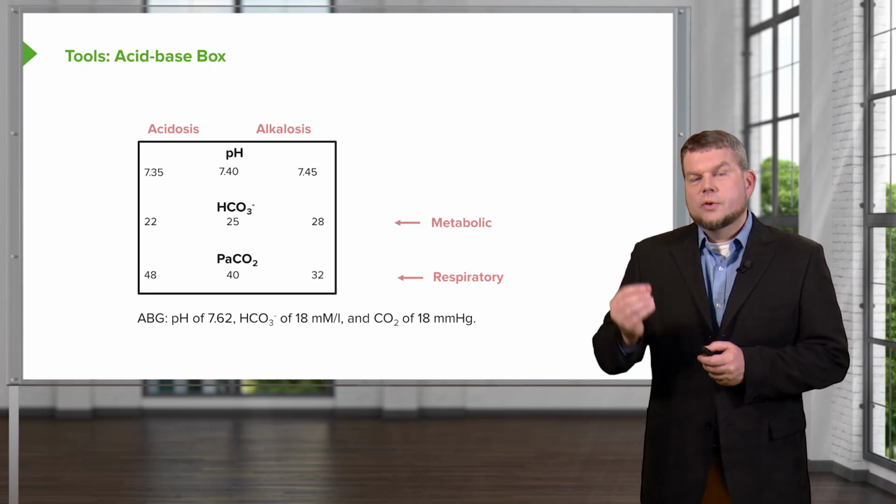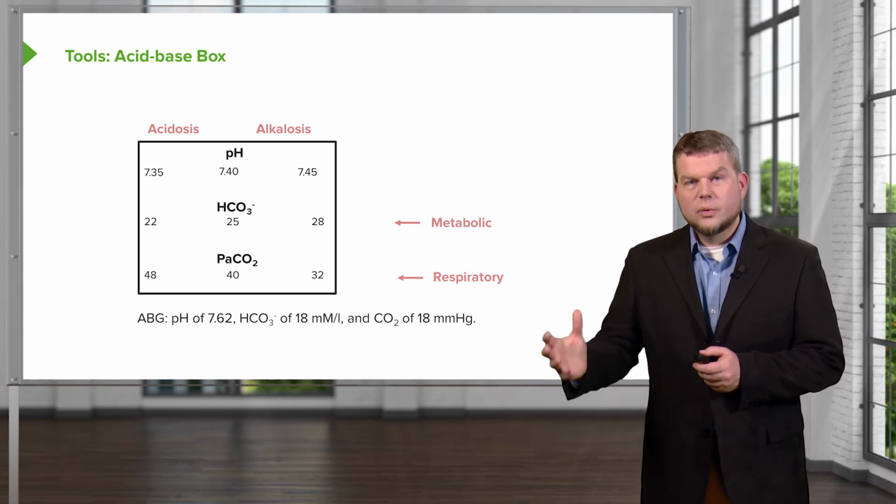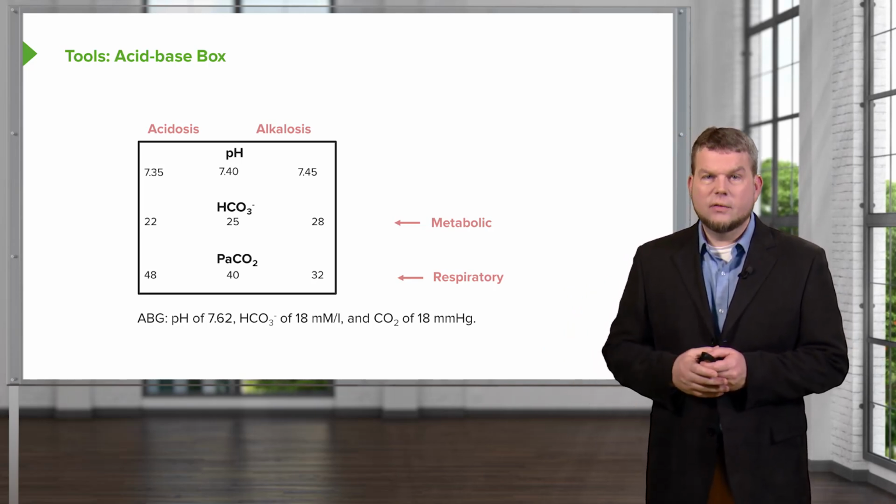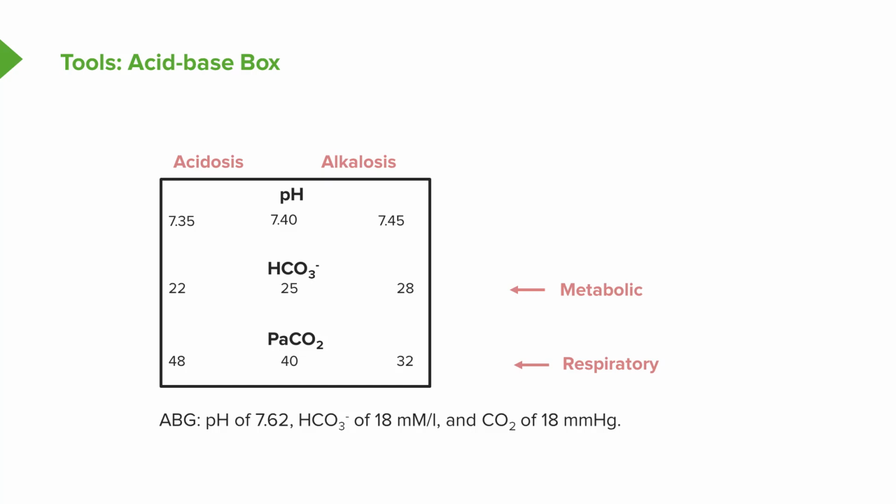Let's go through one of these examples just to go through the naming process of which condition might be involved. If we did an arterial blood gas measurement and we got a pH of 7.62, that would give us a blue gnome outside the box. A bicarb of 18 gives us a red gnome outside the box on the acidosis side. And finally, a CO2 value of 18 gives us a blue gnome on the alkalosis side.